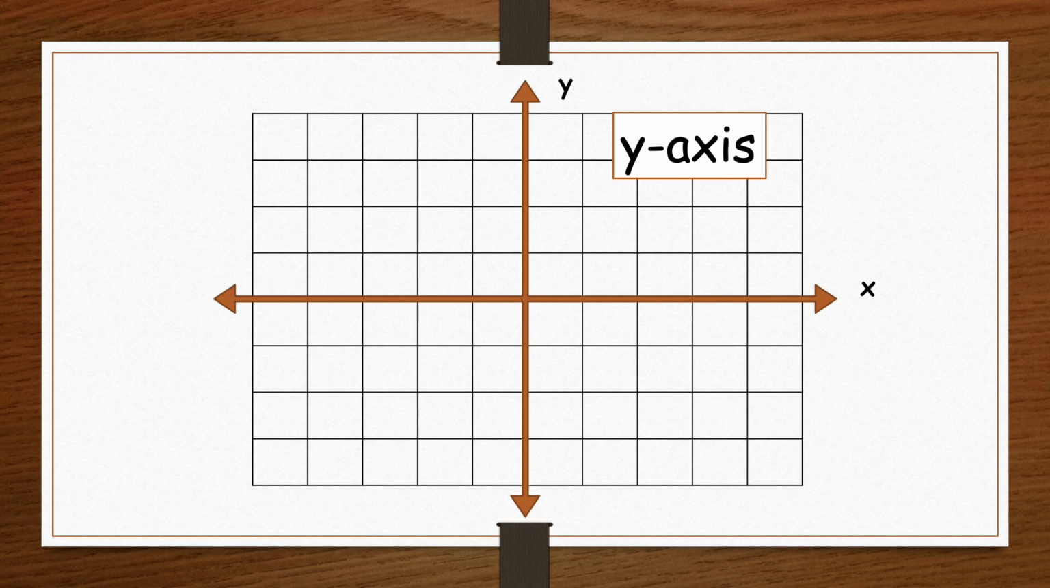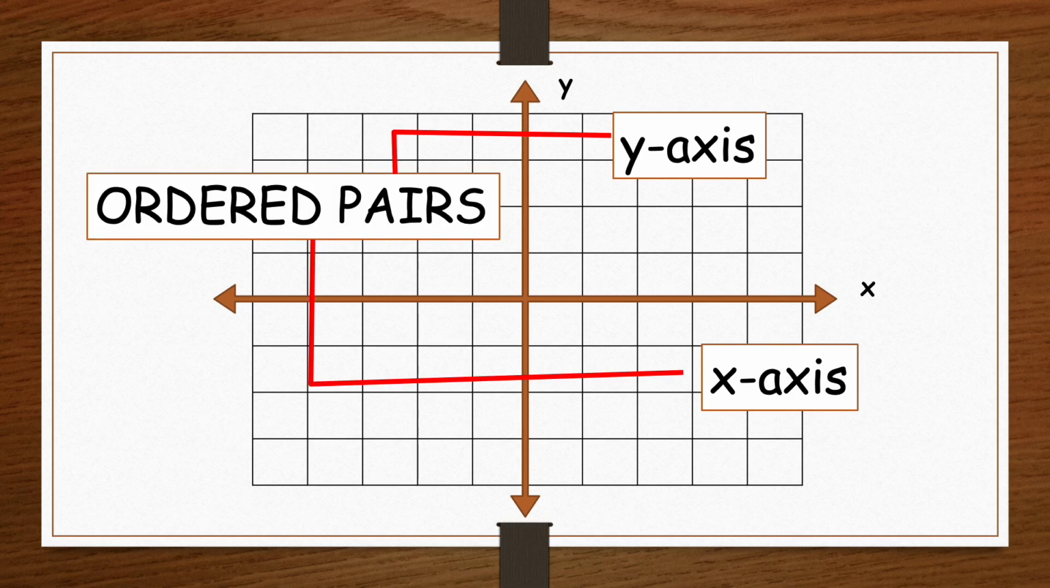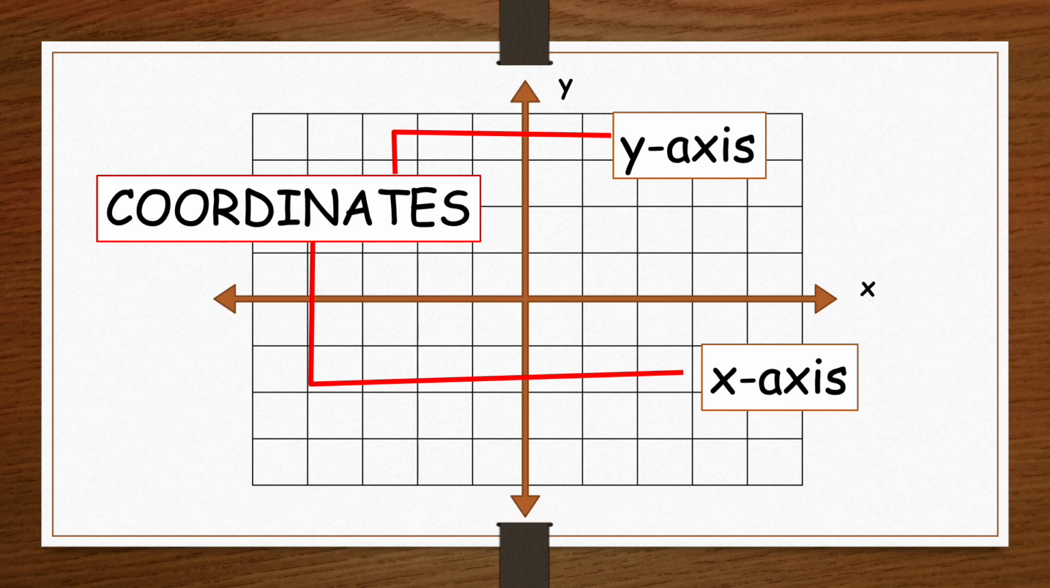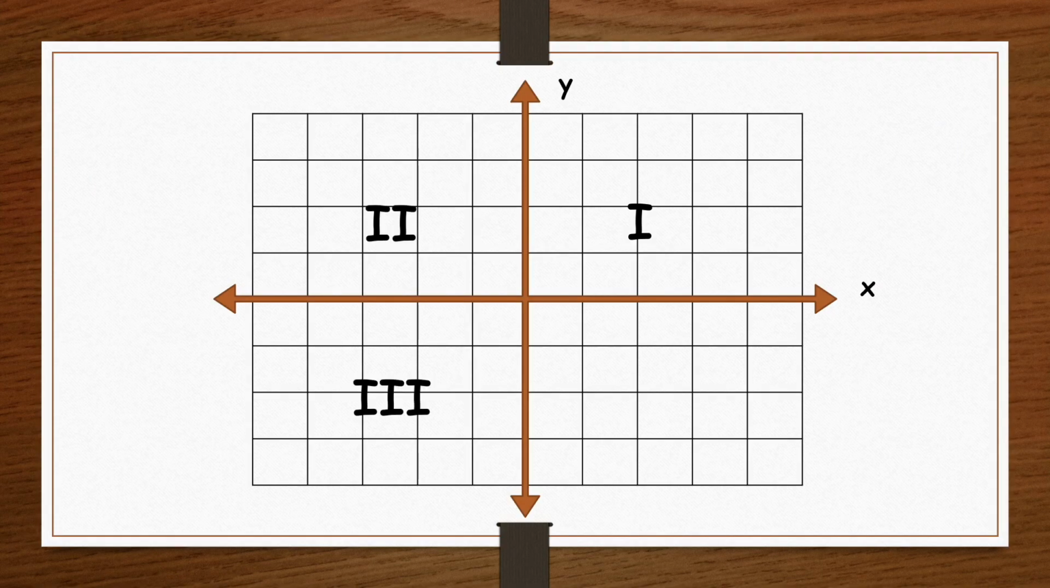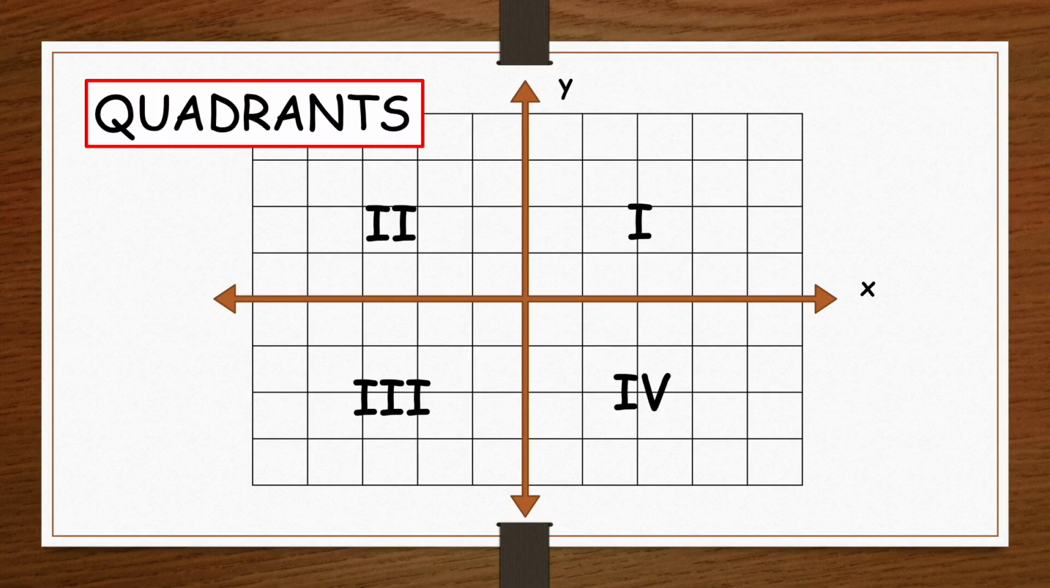Each point in the Cartesian plane is associated with an ordered pair, which is x and y, where x corresponds to the horizontal position and y corresponds to the vertical position. The ordered pair is also called the coordinates of a point. The Cartesian plane is divided into four regions. We have 1, 2, 3, and 4, and we call them quadrants.